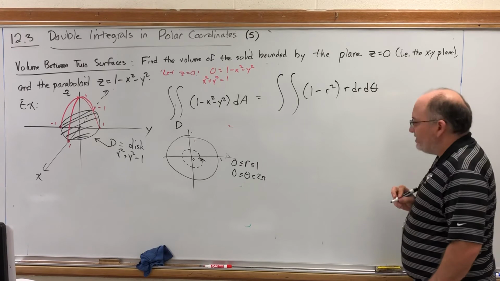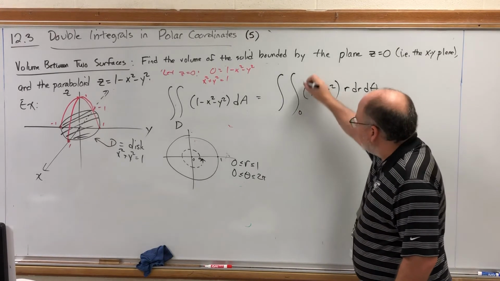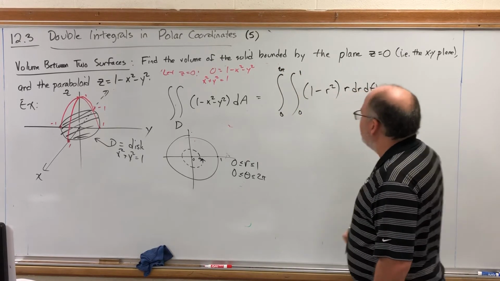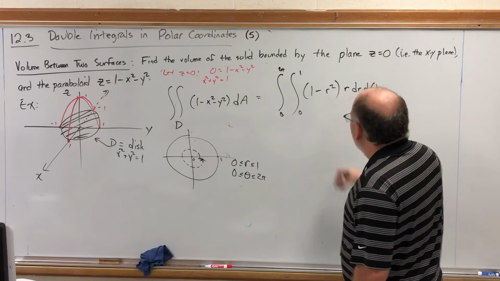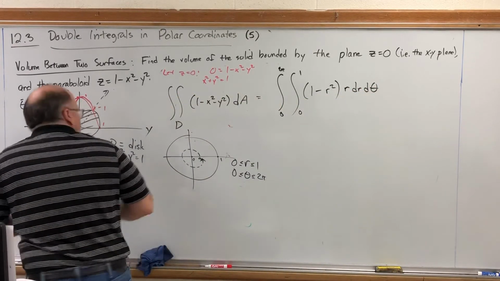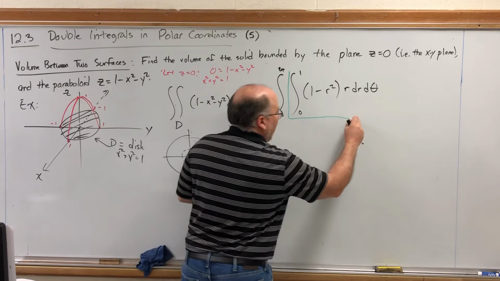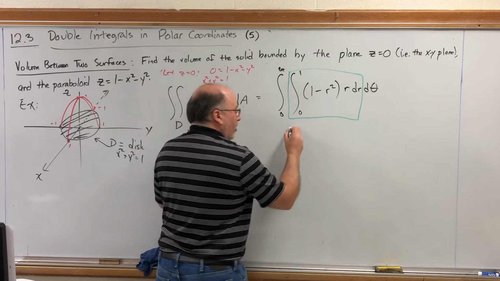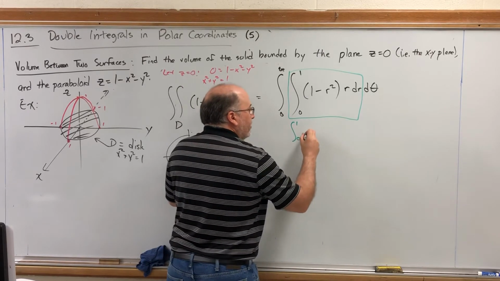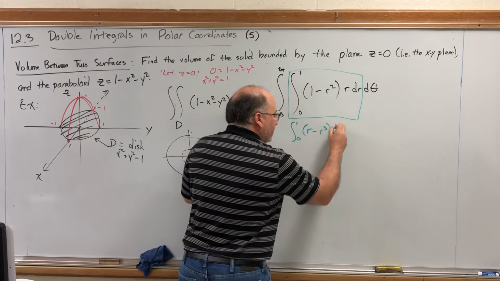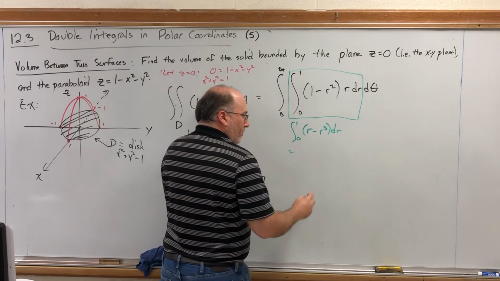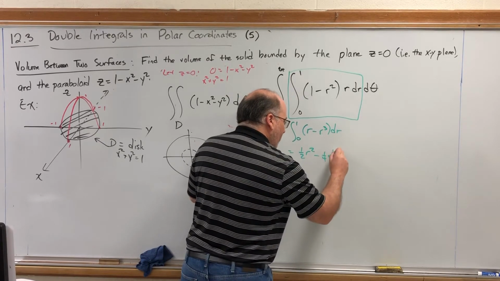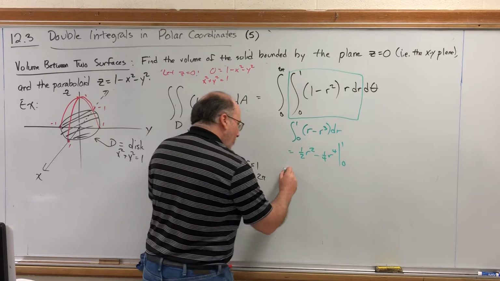And now this is going to be easy to integrate. Our radii are going from 0 to 1, and our angles are going from 0 to 2 pi. So this will be much easier to integrate. Let's focus on the inner integral first, and then we'll import the results back into the outer integral. So the inner integral, I'll go ahead and distribute the r. Integral from 0 to 1 of r minus r cubed dr. So the integral of r is 1/2 r squared, the integral of r cubed is 1/4 r to the 4th. We're evaluating that from 0 to 1.